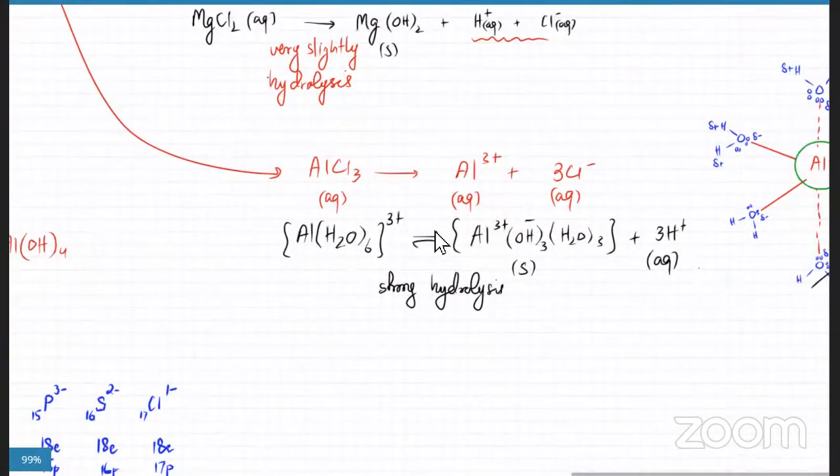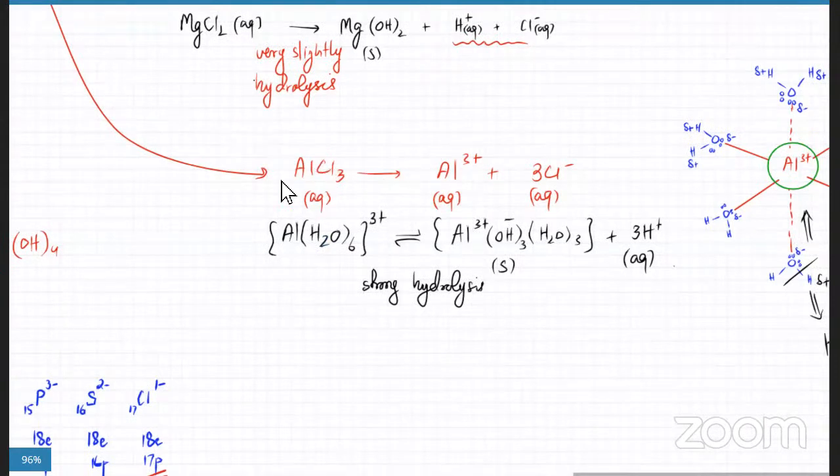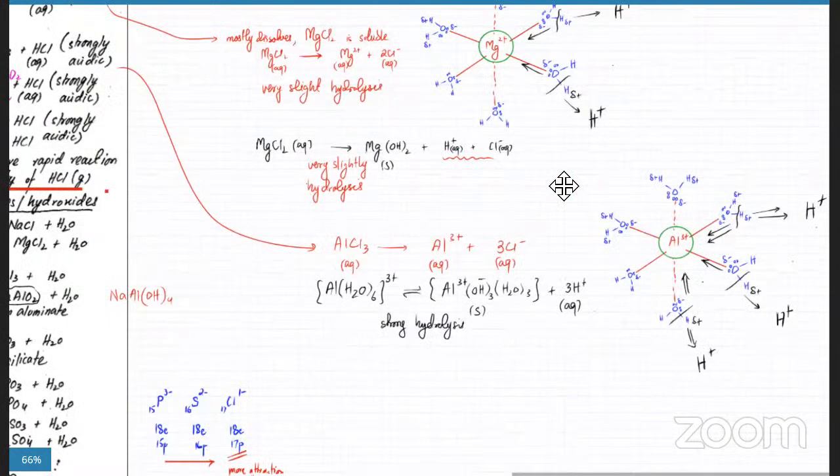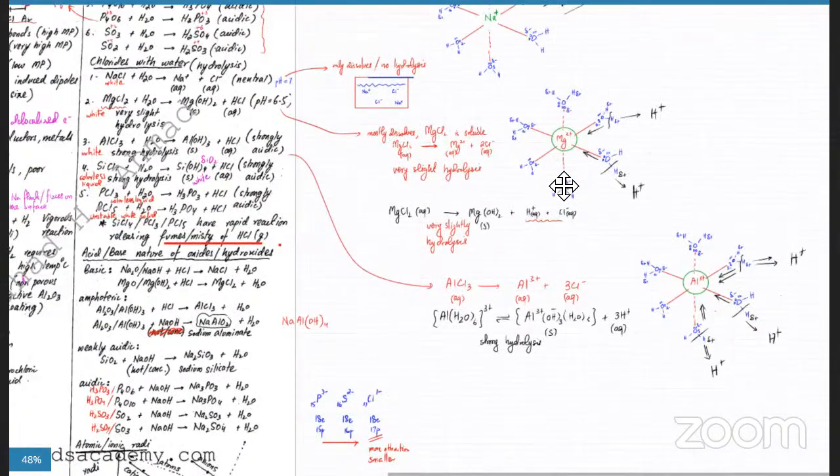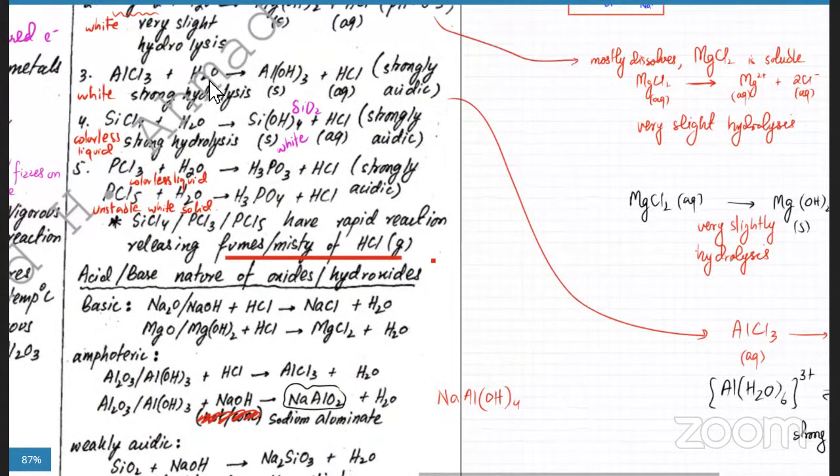This is the detailed reaction. It first forms a complex ion, it has a vigorous reaction, and then that complex ion turns into an aluminum hydroxide precipitate. And the H+ and Cl- ions that are released end up forming fumes of HCl gas. So the overall reaction is AlCl3 reacting with water to form aluminum hydroxide and HCl.